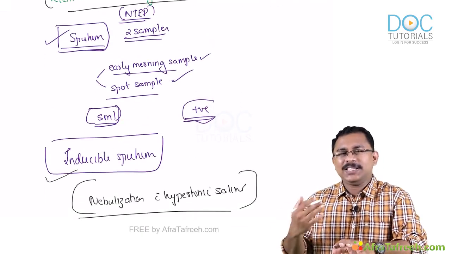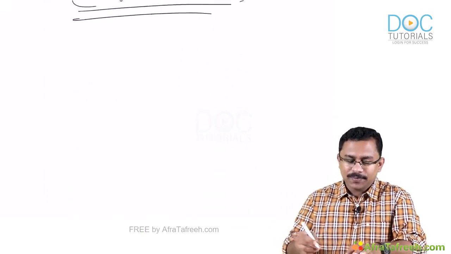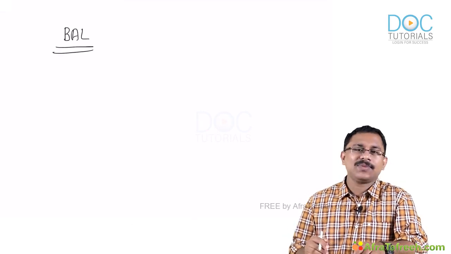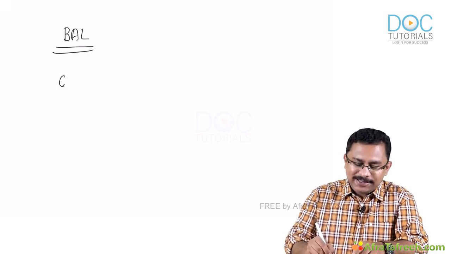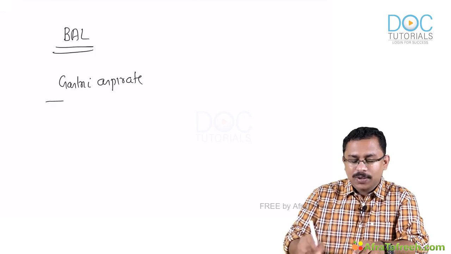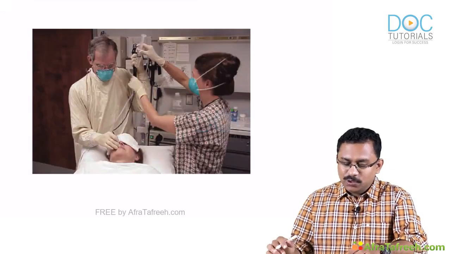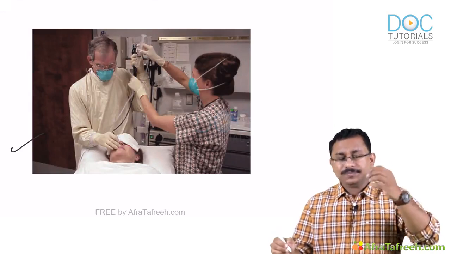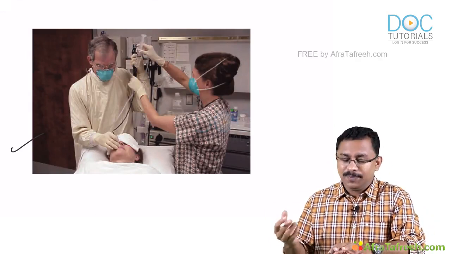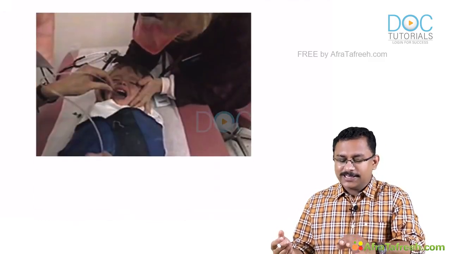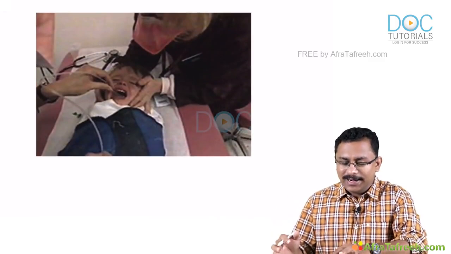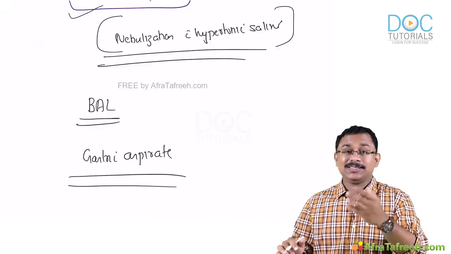Now in some individuals, if the sputum sample is difficult to obtain, you can even go for a bronchoscopy and a bronchoalveolar lavage, or you can go for a gastric aspirate. Now this might be required in case of children especially. So sometimes you will have to go for a bronchoscopy and do the bronchoalveolar lavage and collect the sample, or in case of children, you can go for gastric lavage as well. So that is how you will collect this specimen sample.